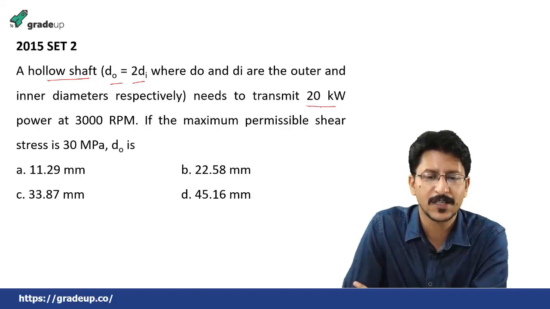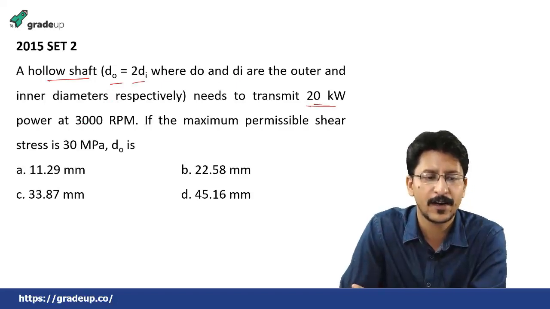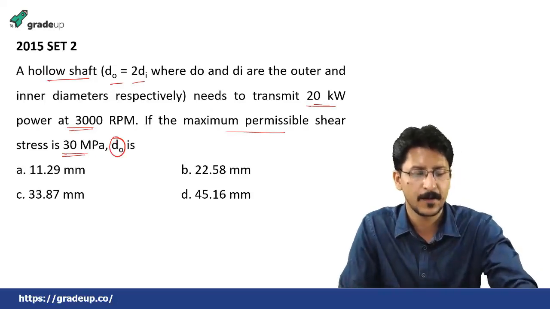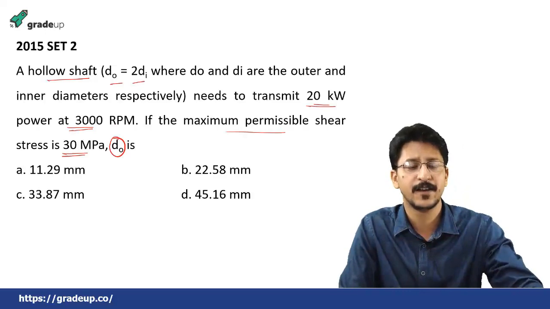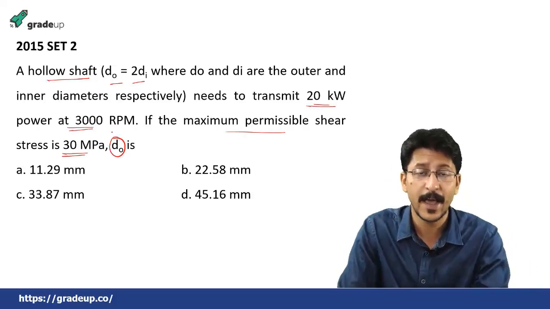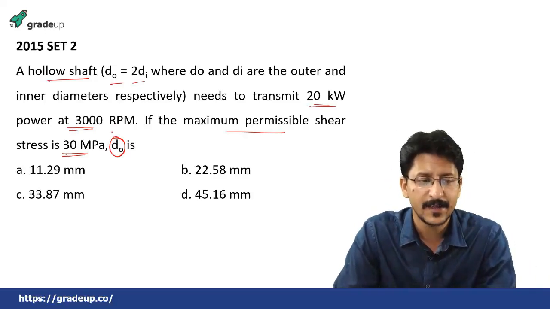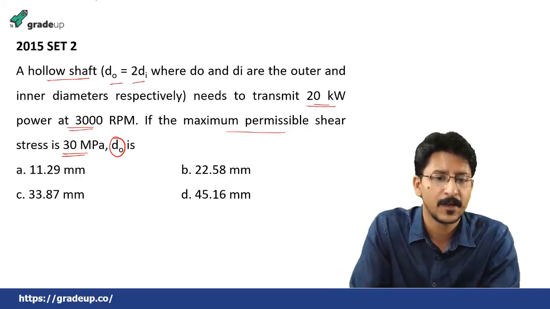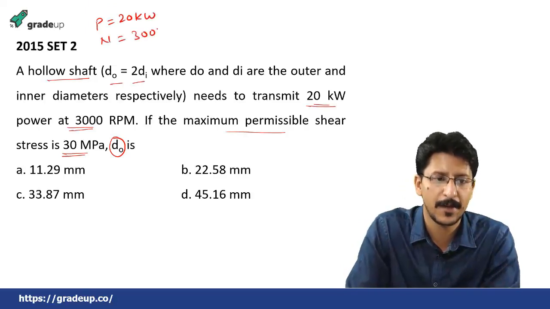Okay, needs to transmit 20 kilowatt at 3000 rpm. Maximum permissible stress is 30 megapascal, then the outer diameter is. Okay, in that case it was given the torsion, the angle of twist was given as 1 degree. In this case the permissible shear stress is asked.